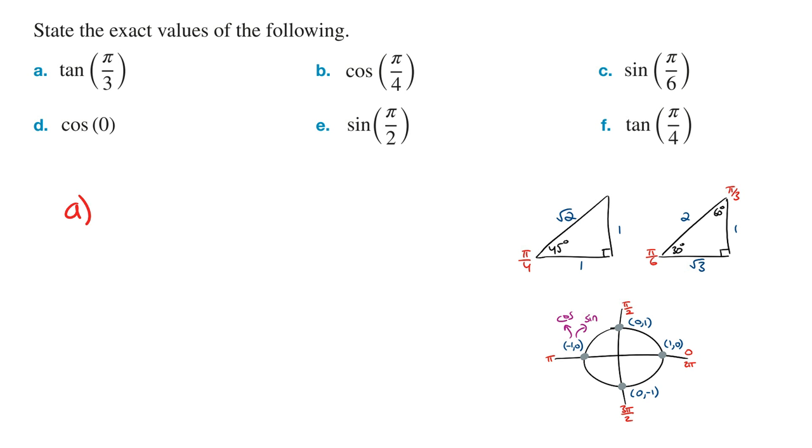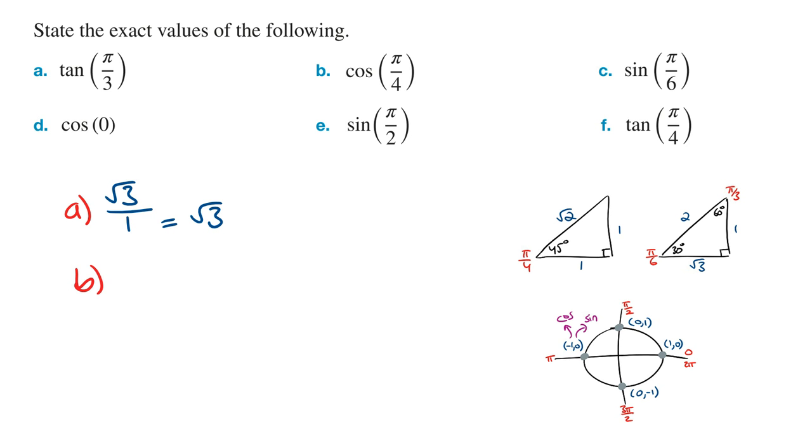Part A. We need to state the exact value of tan of pi on 3. And so looking at the triangle with the angle pi on 3, we know that the tangent of an angle is equal to the opposite length divided by the adjacent length. And so the opposite length to the angle pi on 3 is equal to root 3. And the adjacent length is 1. And so tan of pi on 3 is going to equal root 3.